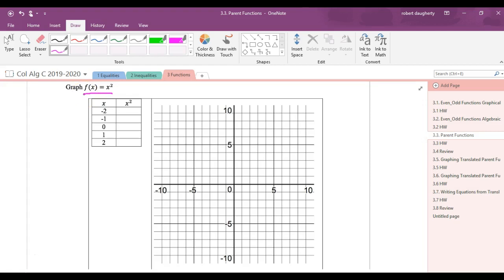X squared. So what happens when you square negative 2? 4. When you square negative 1? 1. When you square 0? 0. When you square 1, 1, and when you square 2, 4. So I need to plot these points. These are my x points, and these are my y points. Okay, so let's plot negative 2, 4, which is right here. Negative 1, 1, 0, 0, 1, 1, and 2, 4. So I just plotted each of these points, and then I play connect the dot.